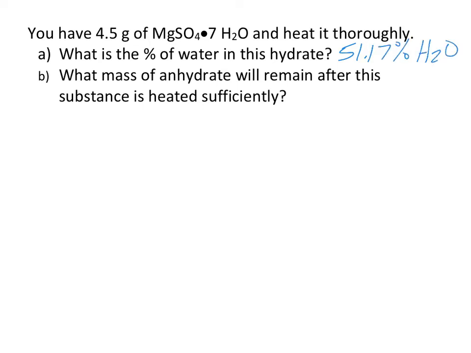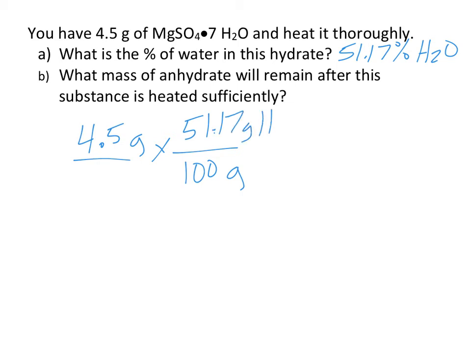So I now have 4.5 grams of the hydrate, which includes the water in it. And I'm going to heat this and heat this and heat this, and I want to figure out what is left. So what I'm going to do is figure out, okay, how much of this crystal is water? So it's 51.17% water. So what that means is that for every 100 grams of this substance, 51.17 grams of it is water. And so it should be slightly over half. It should make sense. So I get 2.3 grams of water.